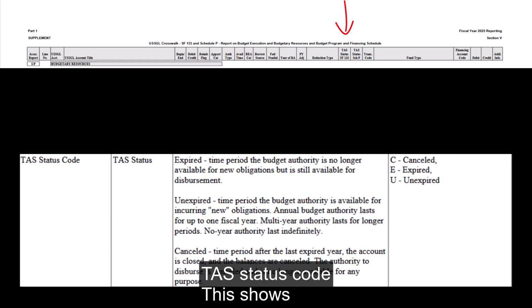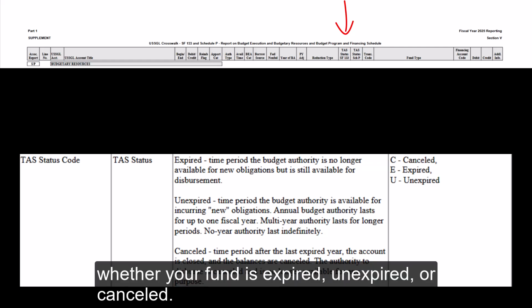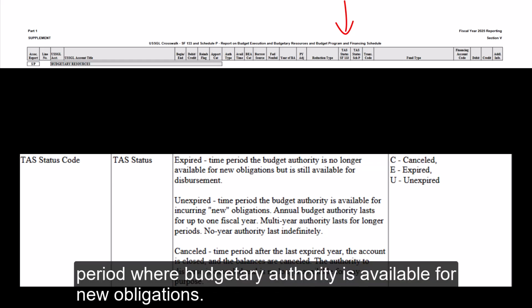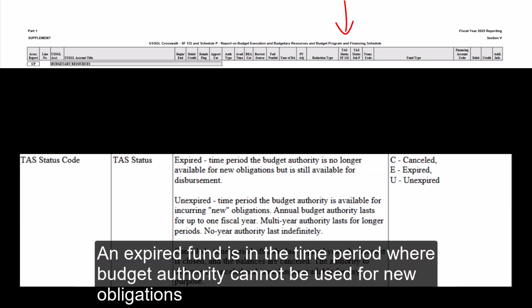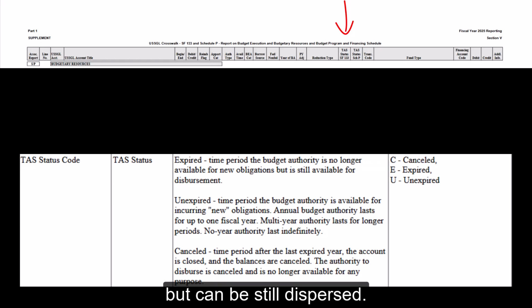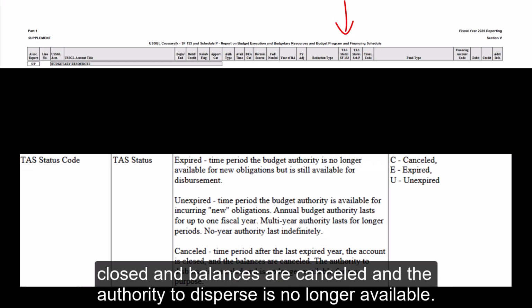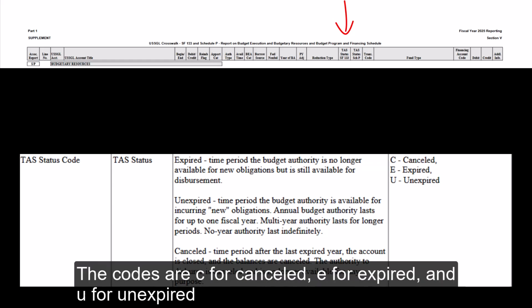TAF's status code. This shows whether your fund is expired, unexpired, or canceled. An unexpired fund is in the time period where budgetary authority is available for new obligations. An expired fund is in the time period where budget authority cannot be used for new obligations but can still be disbursed. And a canceled fund is in the time period after the last expired year where the account is closed and balances are canceled and the authority to disburse is no longer available. The codes are C for canceled, E for expired, and U for unexpired.